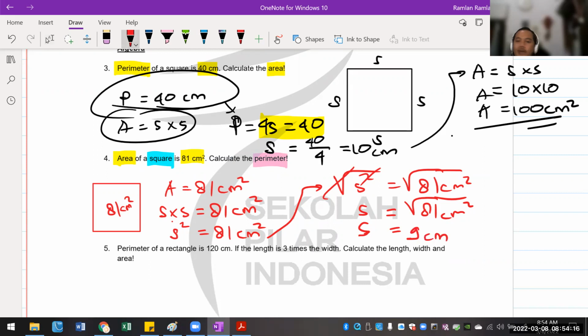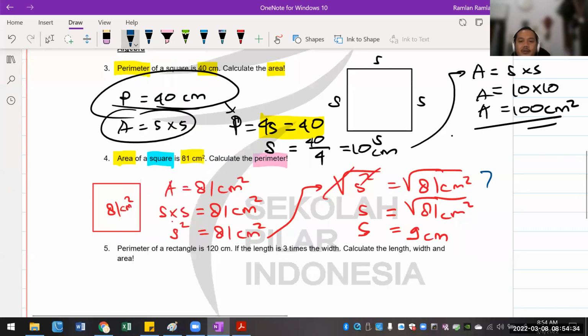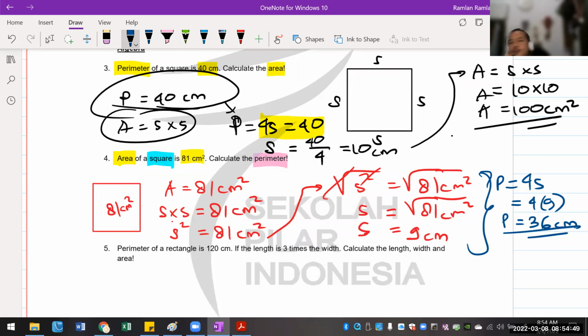Nah, gitu. We haven't done yet because we only have found the S. Again, why do we need to find the S? Because in order to find the perimeter, we need that S, right? So we know that we have this formula over here, P equals 4S. So by using that information, the P will be 4 times S, and we know that the S is 9, so the perimeter is 4 times 9, which is going to be 36 centimeter. And there you go, you have the final answer.